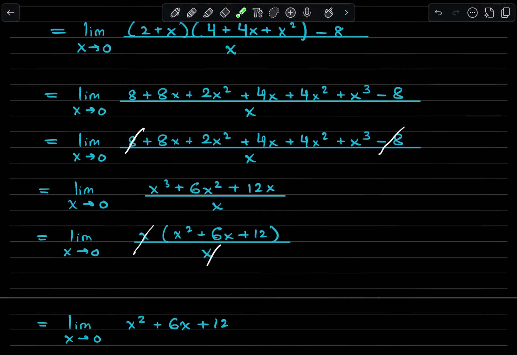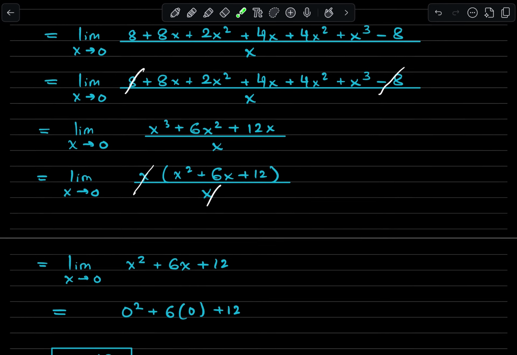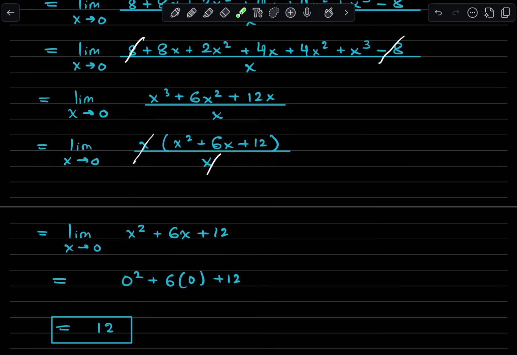And now I'm ready to go ahead and do my direct substitution step. Go ahead and plug in 0 for x. You can drop that limit notation now that you're doing direct substitution. And you're going to get that this limit is equal to 12.